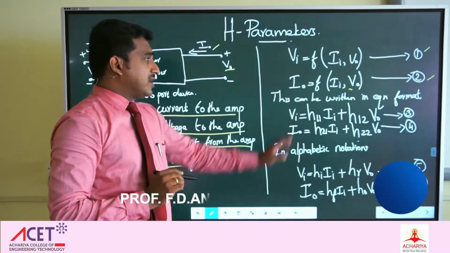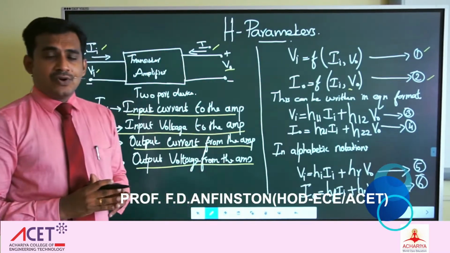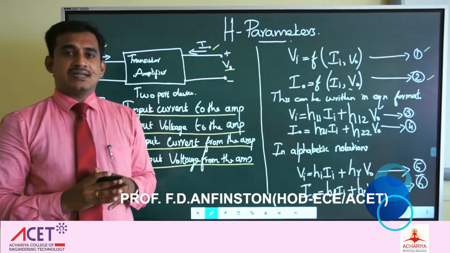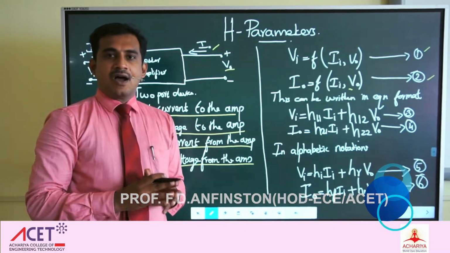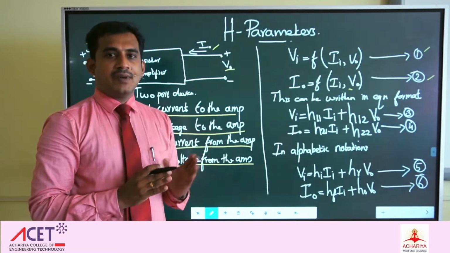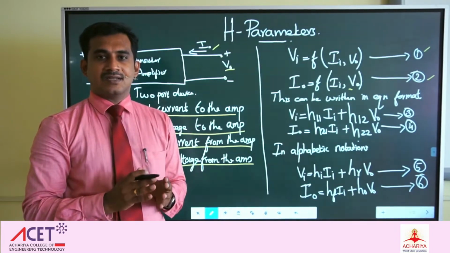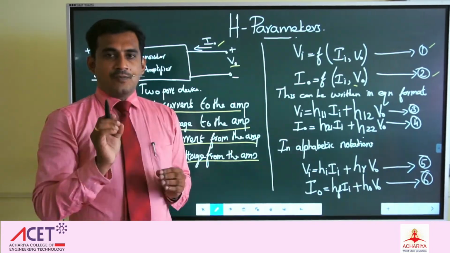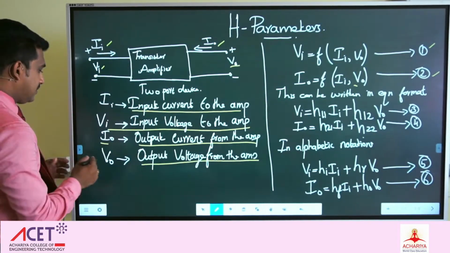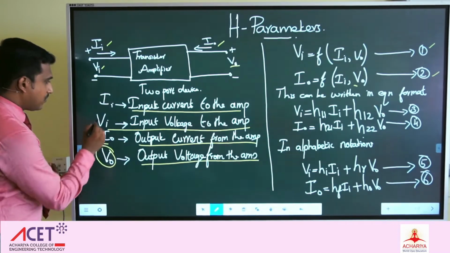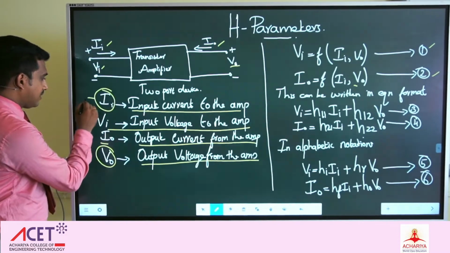Before writing the function equation, we should know one concept. Bipolar junction transistor is a current controlled device. Current controlled device means the output voltage is controlled by the input current. This is the basic concept of a bipolar junction transistor. Output voltage is controlled by input current.